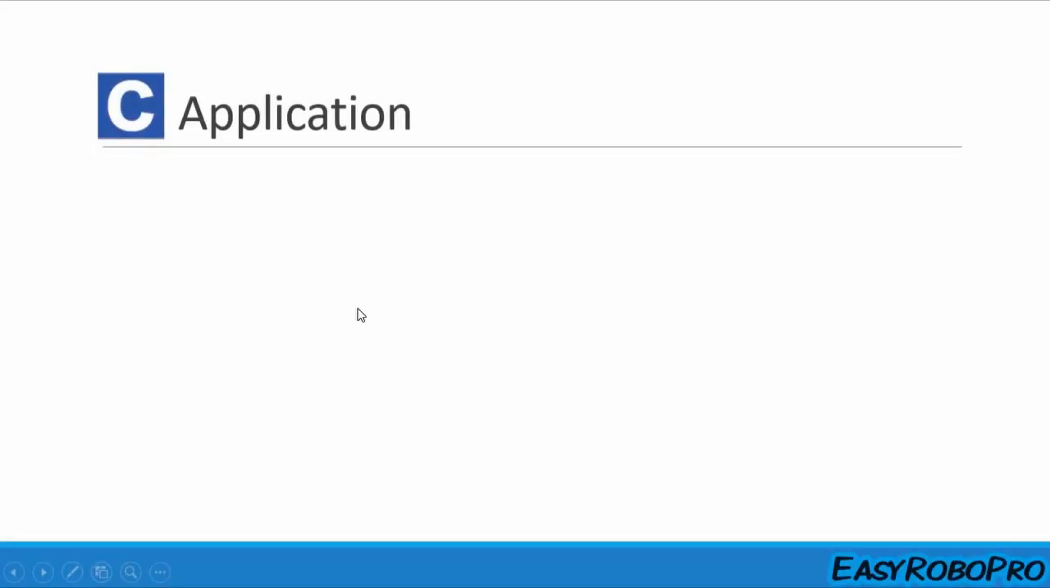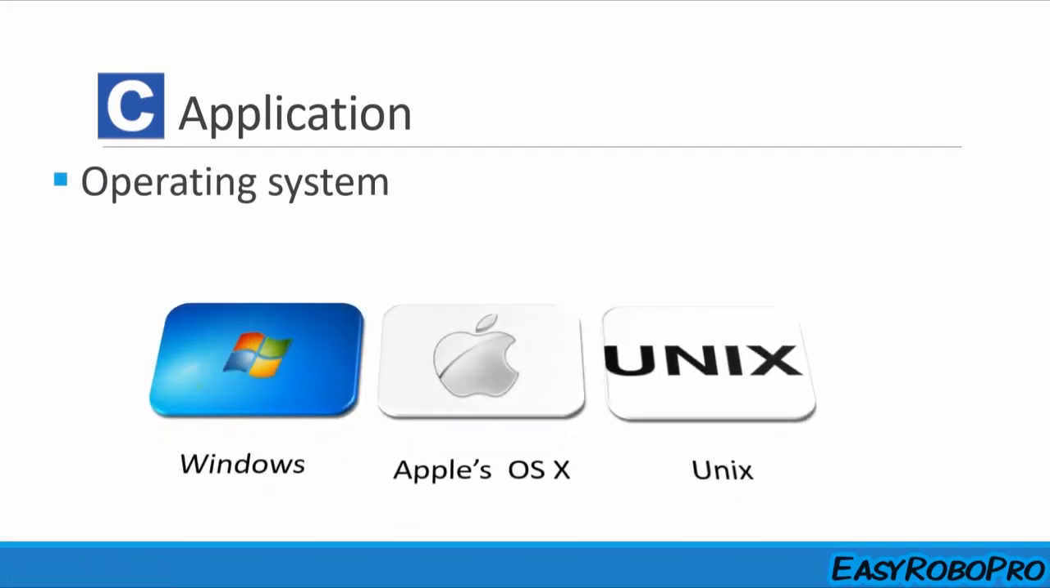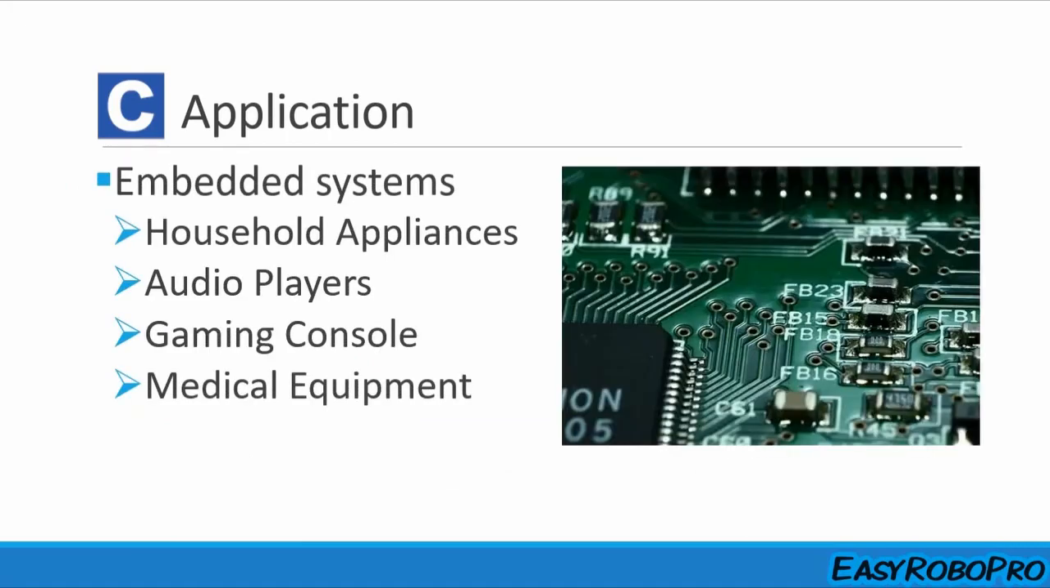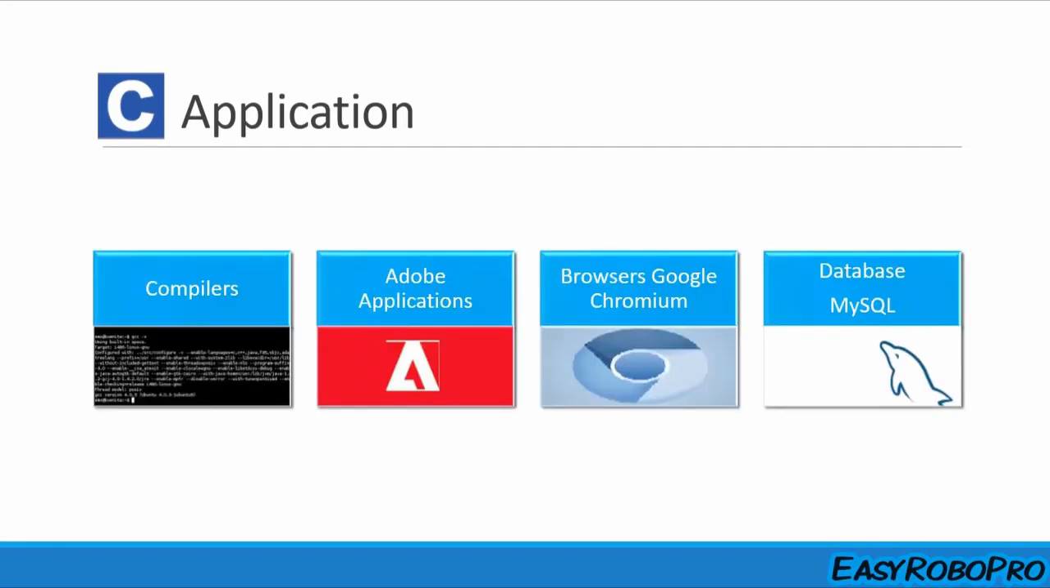Applications of C language. C language is used in operating systems like Windows, Apple OS, and the Unix operating system. It is also used in programming embedded systems, where an embedded system is a combination of processor, memory, and input-output peripheral devices, such as household appliances like microwave ovens and refrigerators. It's also used in audio players, MP3 players, DVD players, gaming consoles, and medical equipment. C programming is also used to build compilers. Most of the Adobe applications are built using C language. It is used in browsers and their extensions, such as Google Chromium. It is also used to build databases like MySQL.